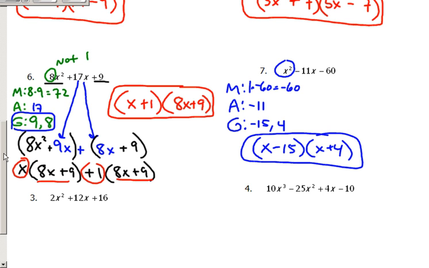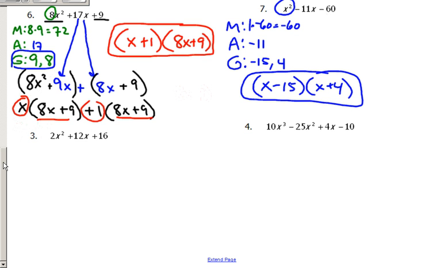All right, next one. The first 2 problems we just did with MAG didn't have a GCF, so I went right to the MAG. In this particular case, yeah, we could do MAG right away, do 2 times 16, 32, and get 12. But if you take out a 2 and get x squared plus 6x plus 8, this problem becomes significantly easier. Because I'm going to pretend that this 2 out front is not there until the end of my problem.